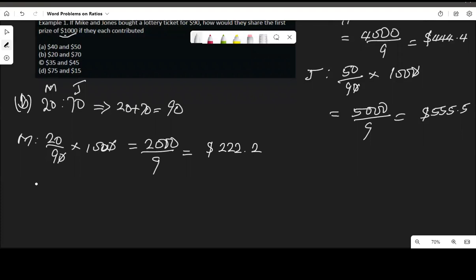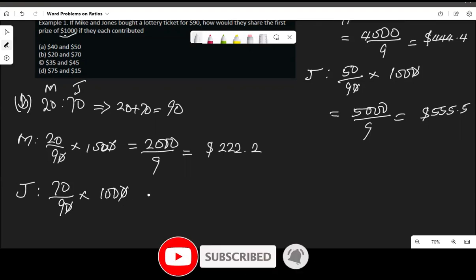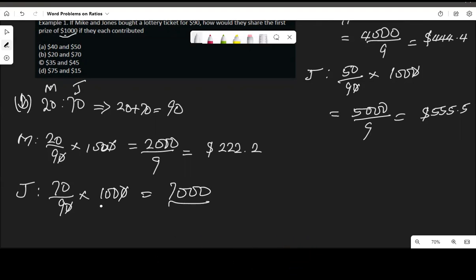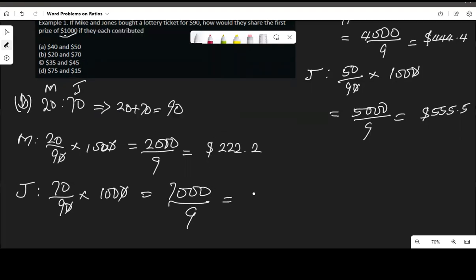Jones, who contributed $70, will receive 70 over 90 multiplied by the winning prize. Cancel the zero. 70 times 100 is 7,000, divided by 9. 7,000 divided by 9 will be 777.7, so $777.7.